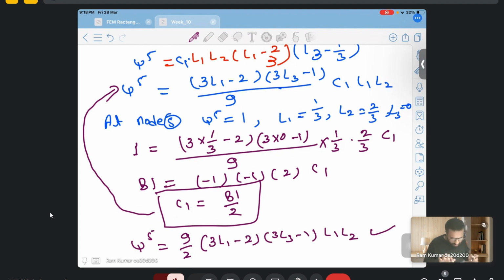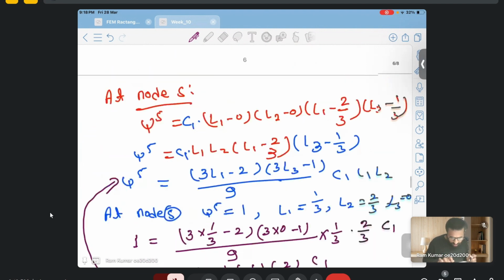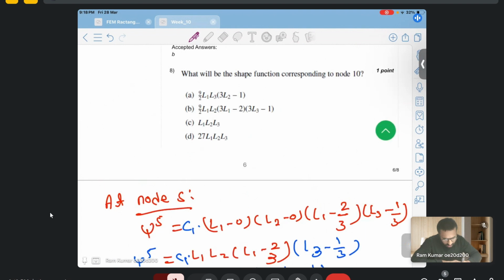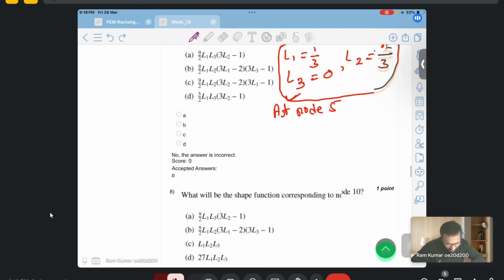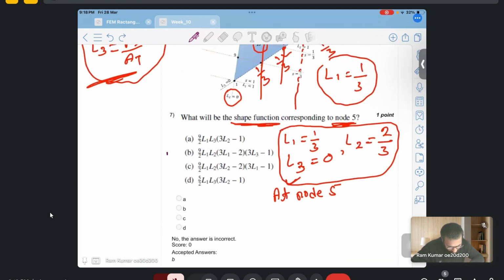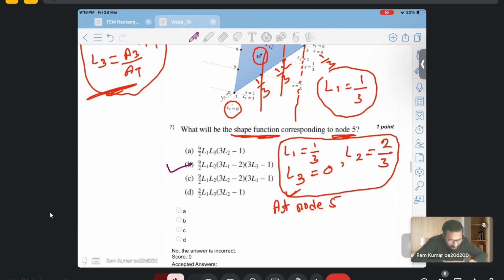Any option matching? Yeah, the second one. Yeah, this is correct. So 9 by 2, L1, L2, not for this option, sorry. For this option, yeah, this will be the correct answer. Right? Yes, sir.